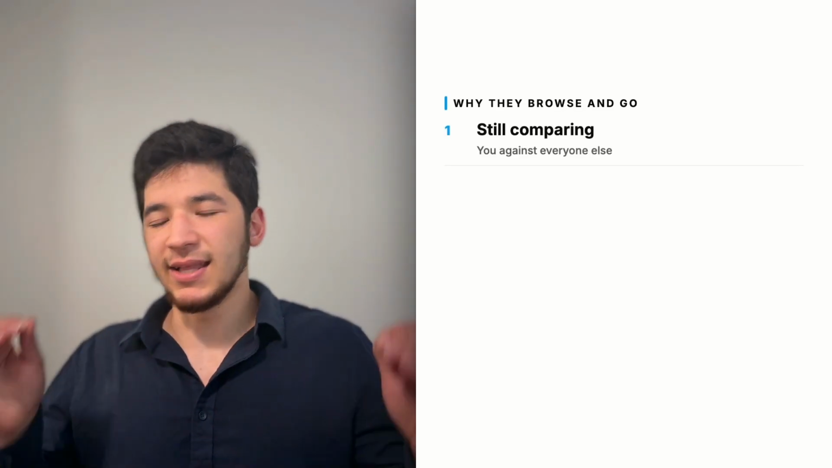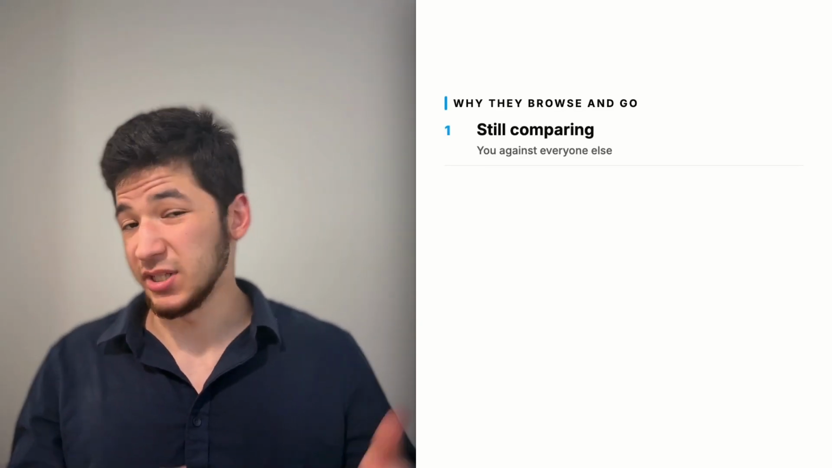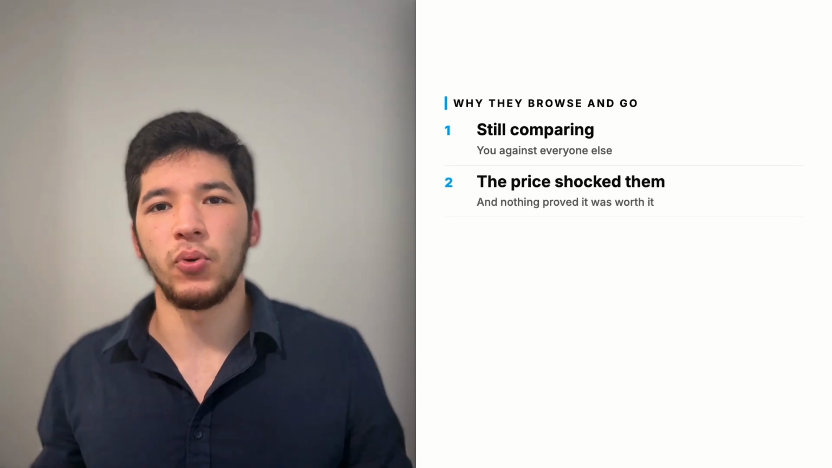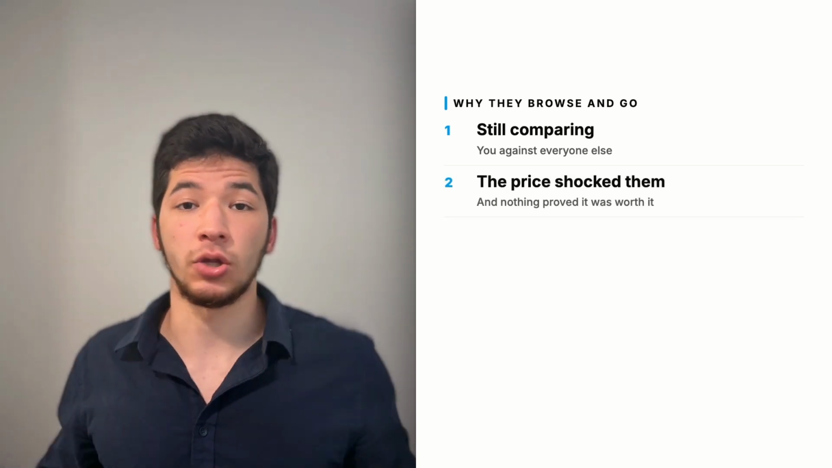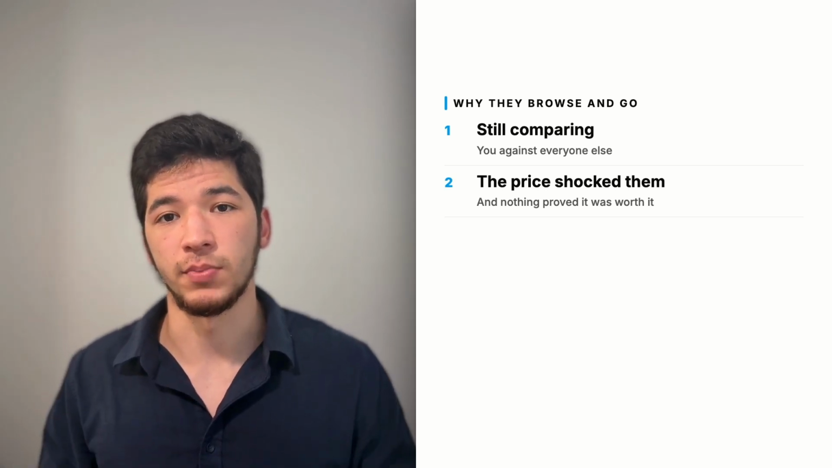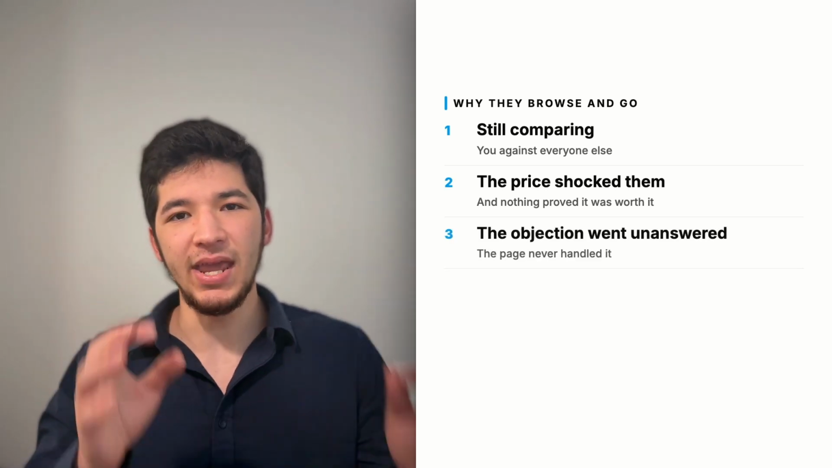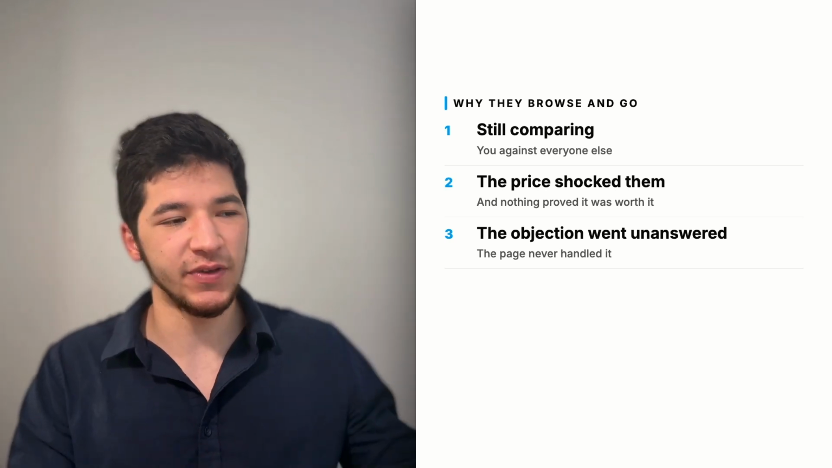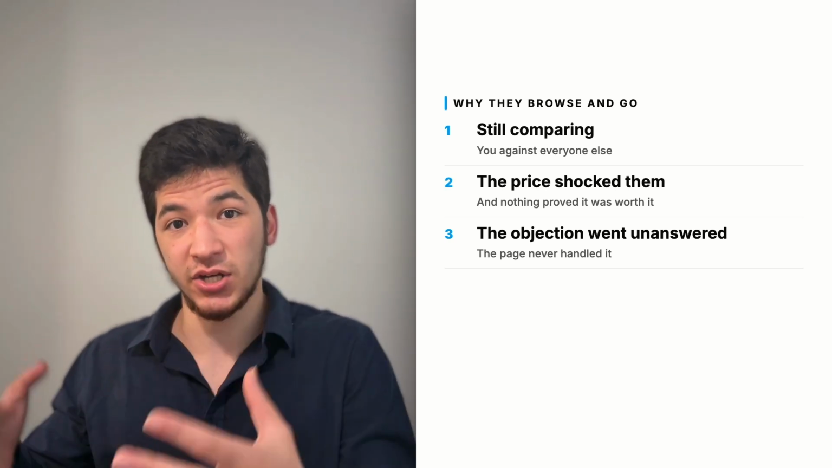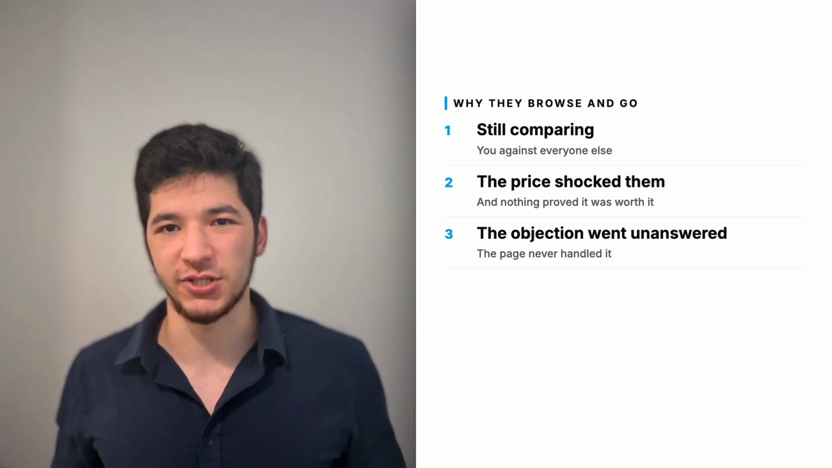Number 1 is that they're still comparing products, either with yourself or with your competitors. Number 2 is that the price surprised them. They were just shocked by the price and they can't decide, and they can't find enough proof to be able to buy it. Number 3 is the page didn't answer the specific objection. And I'm going to show you how to handle objections without even knowing what kind of objections they have.